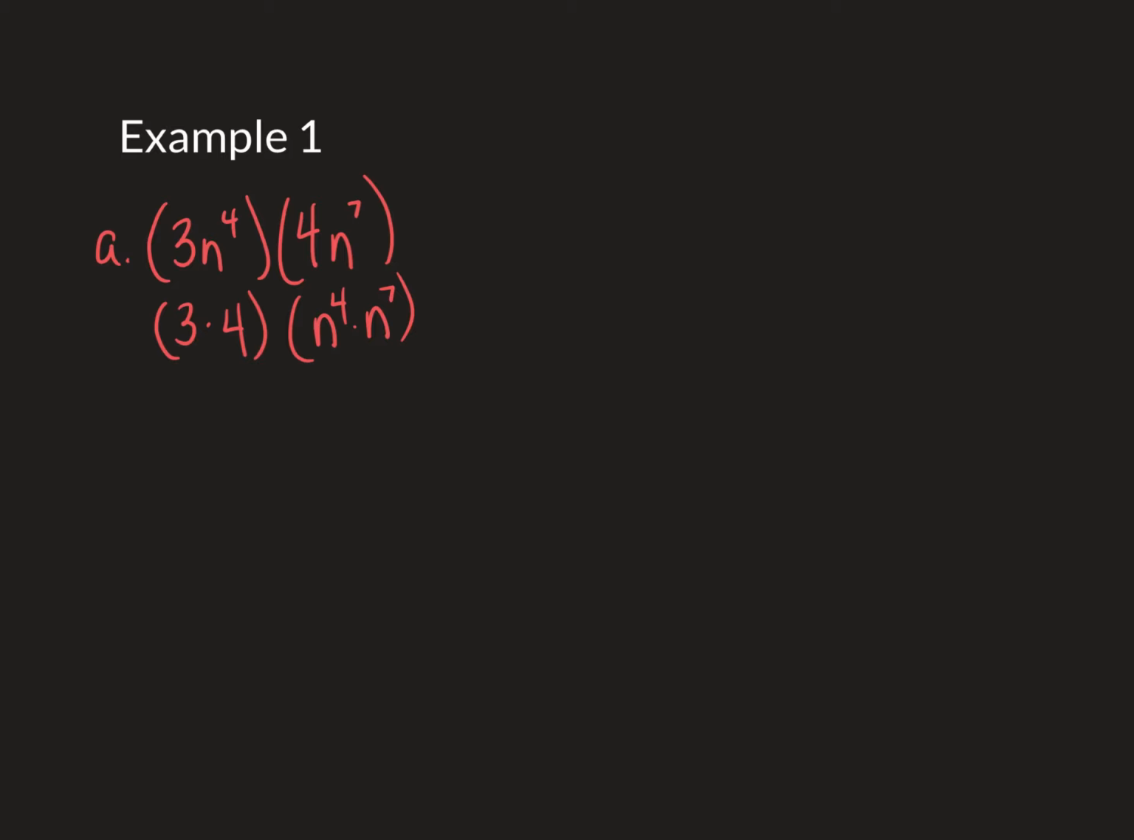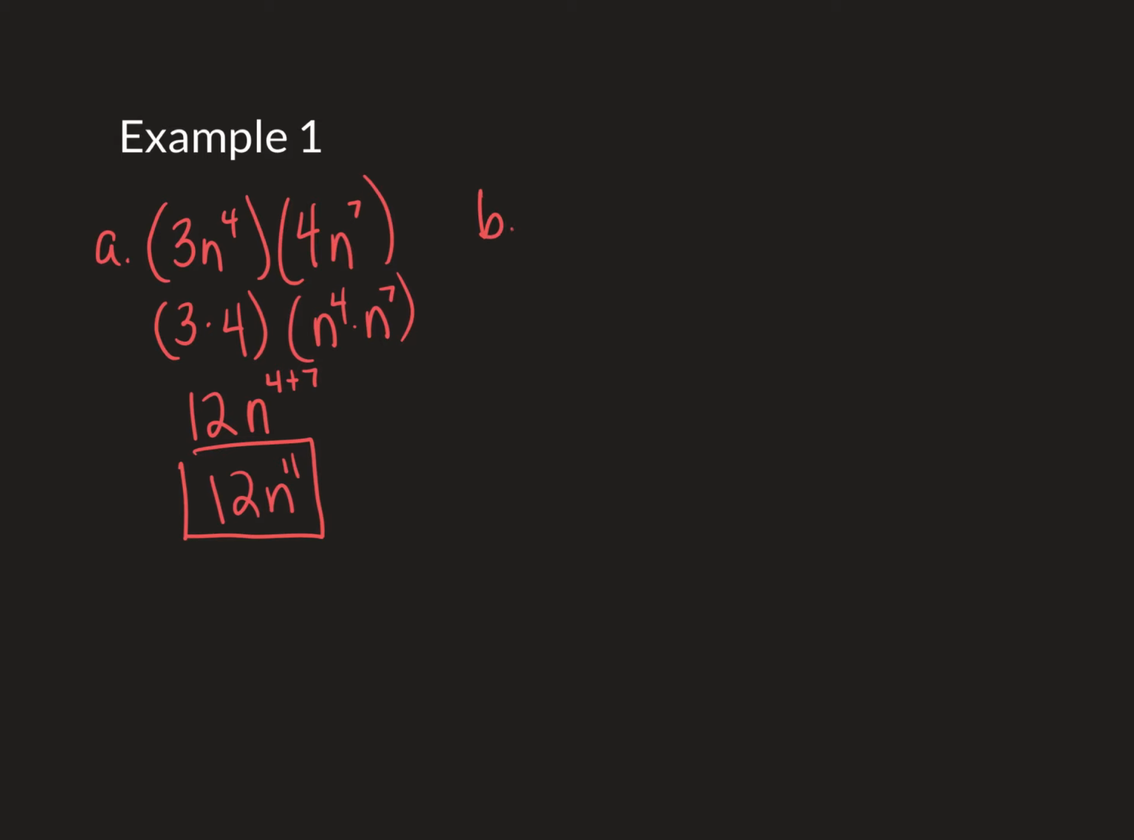And then we all know that 3 times 4 is 12. And n to the 4th times n to the 7th, I have the same base, so I add my exponents. On this one, I'm going to go ahead and just write 4 plus 7, but you do not have to write that. That would be n to the 11th power. 12 times n to the 11th is the answer to that example.